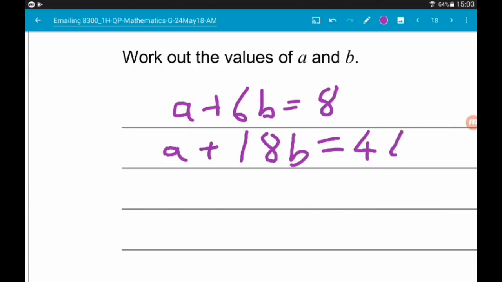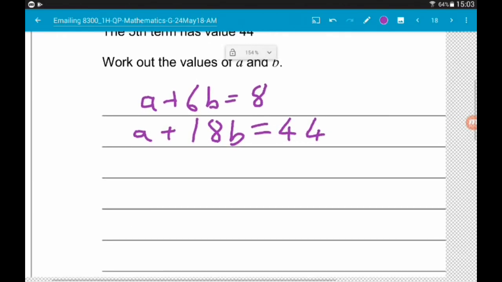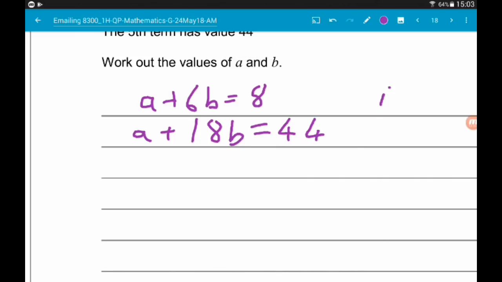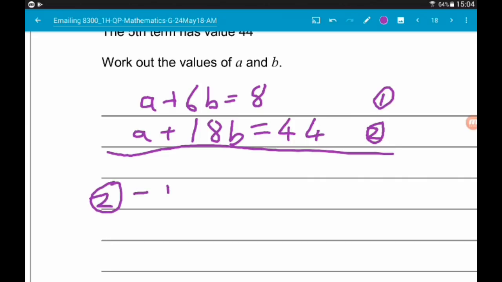So all of a sudden what we have is a simultaneous equations question. Think of this top one as equation 1, and this as equation 2. Both equations already have the same amount of A in them, so we are going to do equation 2 minus equation 1.